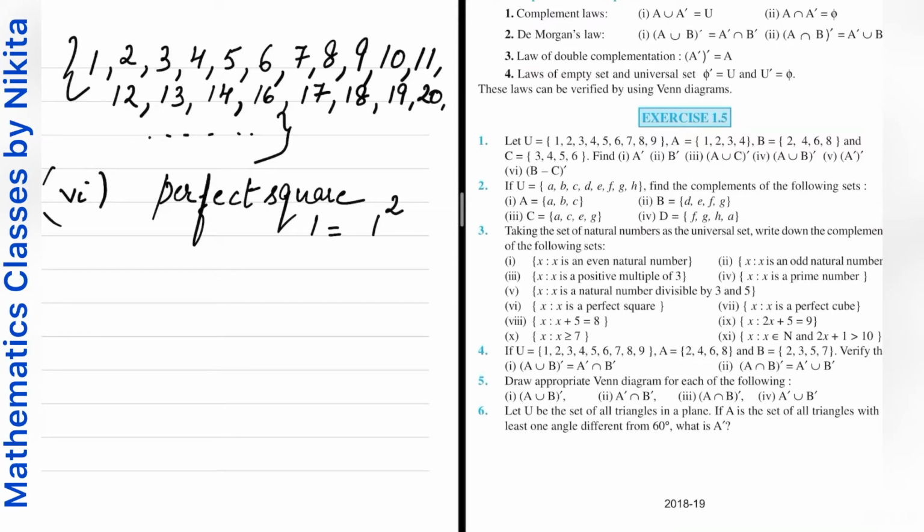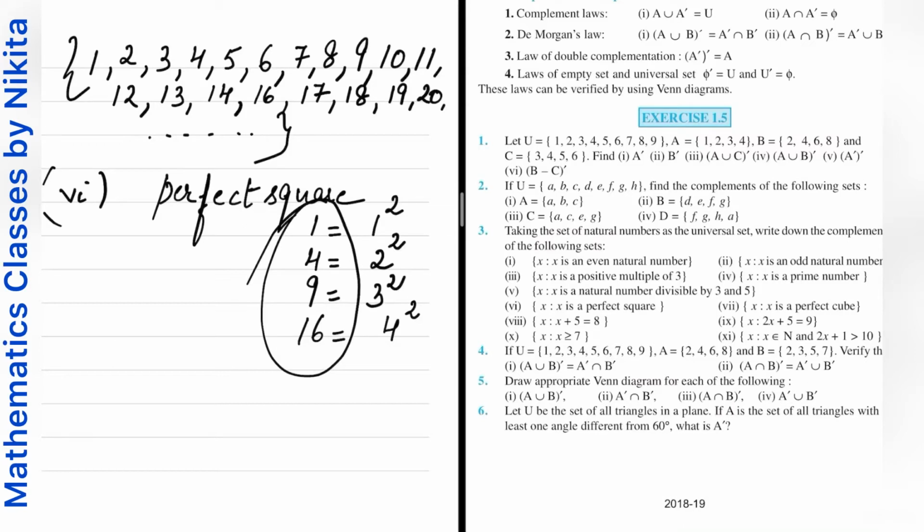Okay. Now next perfect square is 4. 4 can be written as 2 square. Okay. Next perfect square is 9. 9 can be written as 3 square. So it can be written as square of some natural number. So they are known as perfect square. For example, 16. 16 can be written as 4 square. So these numbers are known as perfect squares.